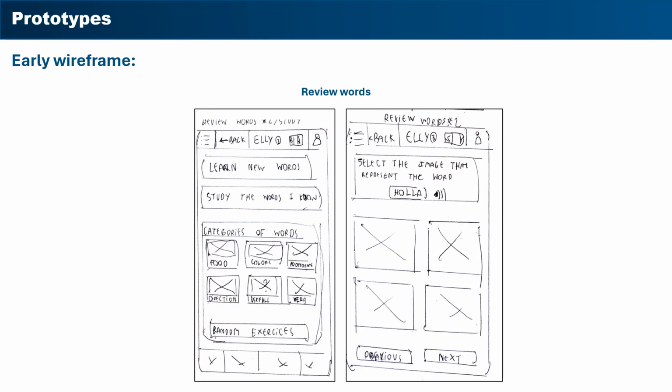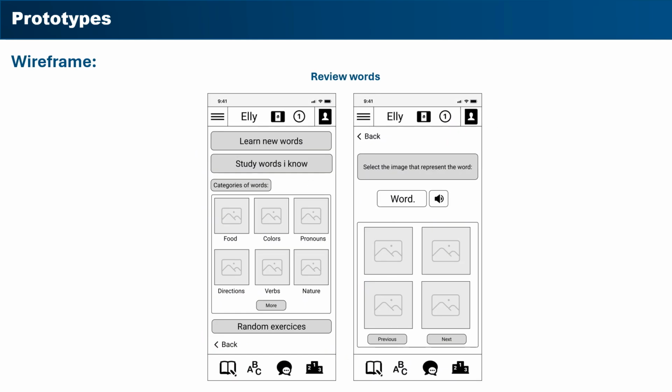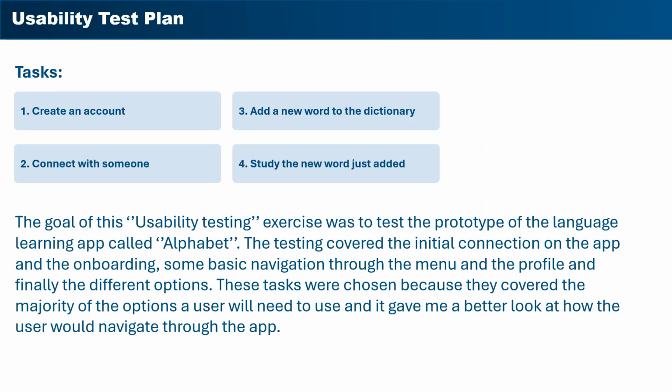I also added the feature to review words, so people can actually learn new words in that option. They can search for new words. They can study the words they know, the words they added, like I showed earlier, or they can do a random exercise about any type of word. And there are also categories of words if they want to learn more about food, colors, directions, or anything like that.